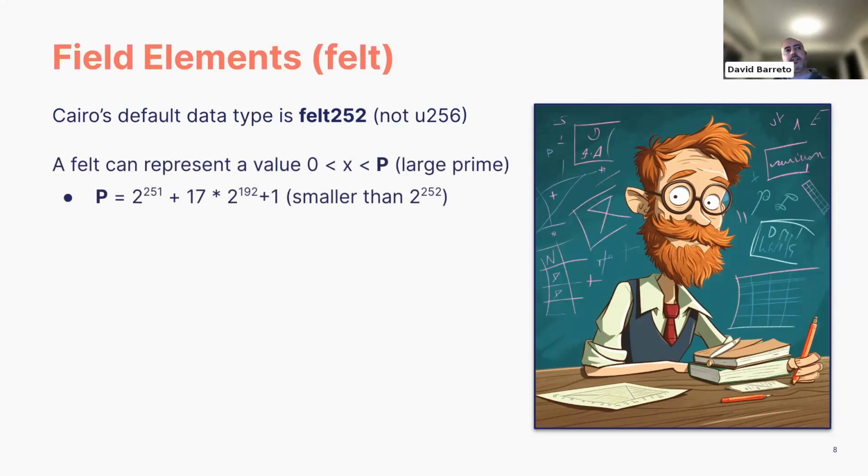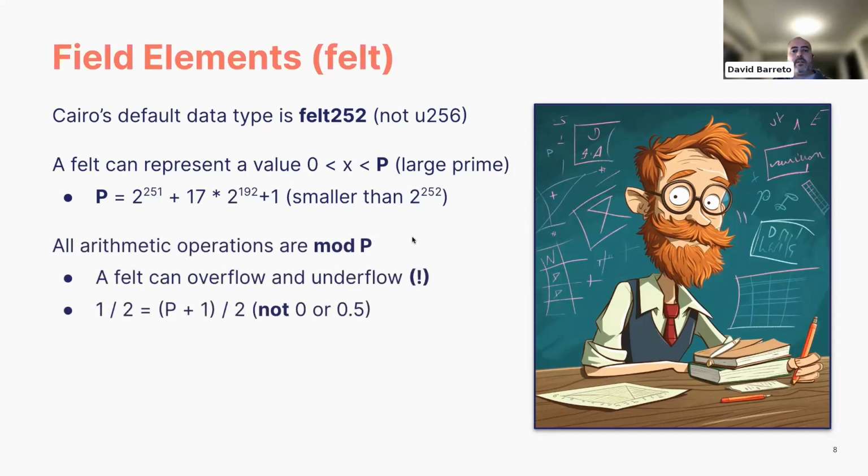So in a single variable that is a felt, you can store values between 0 and P, being a large prime number. And this is coming from how Starks work. It's a requirement. And this prime number is very large. You can see the exact number here, which is smaller than 2 to the power 252, right? It's not exactly as you would normally think. In the case of U256, you expect the largest number to be 2 to the power of 256. No, here the largest number is a prime number that can be stored in 252 bits.